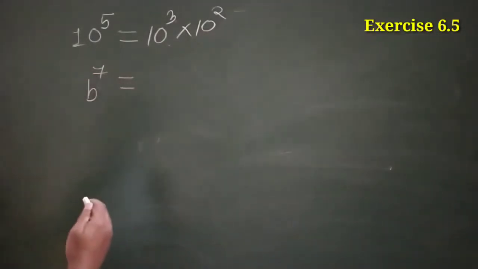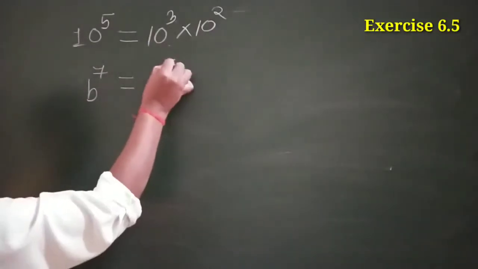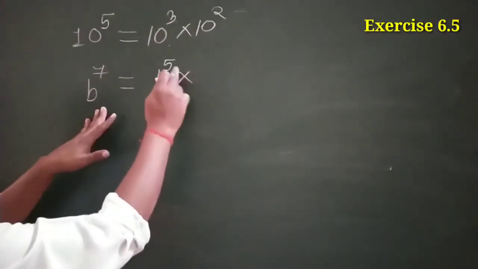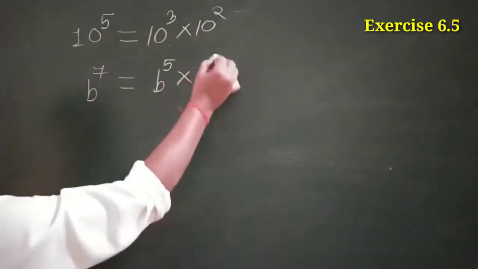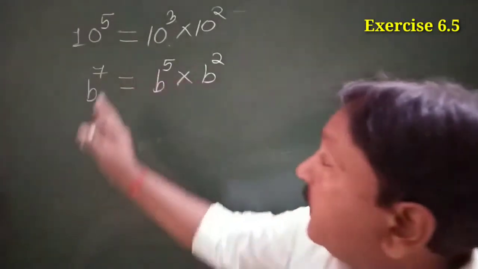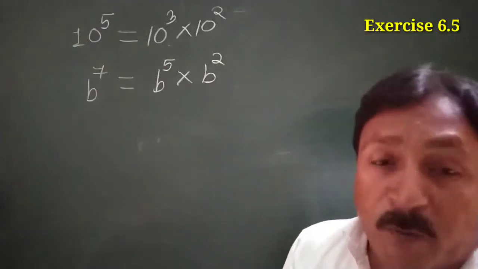Suppose somewhere it is written like this: b raised to the power 7, okay? And I want to take b raised to the power 5, means b5 I want to take. So I can break this thing like this. And what is left? 2. Okay? It means we can also do these kinds of things, and this concept will be used in solving exercise 6.5.